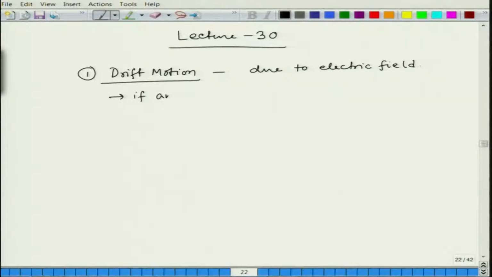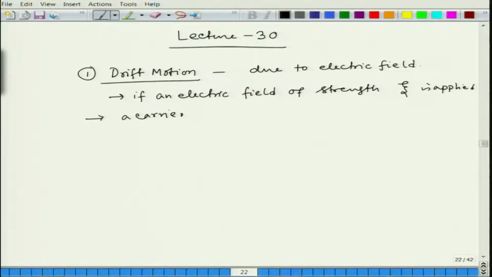So, if an electric field of strength xi is applied, a carrier, it can be anything, with charge q will feel a force of magnitude F equal to q multiplied by xi, right.